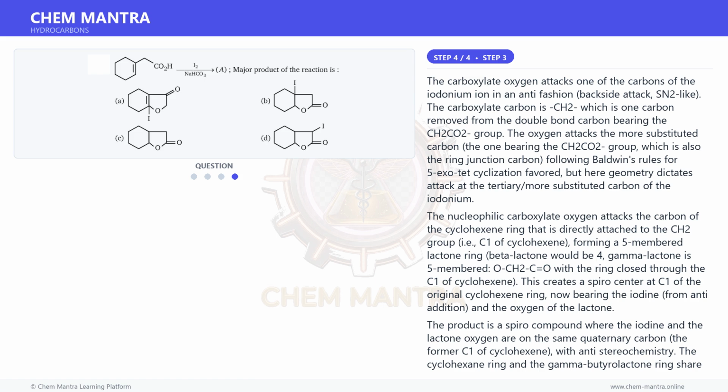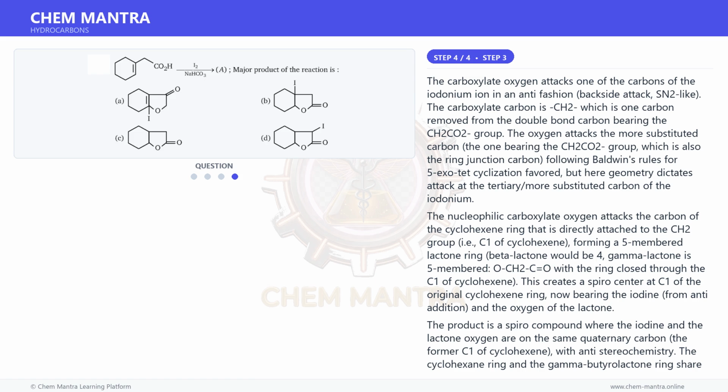This matches option B, a spirolactone with I at the spiro, quaternary, carbon, 5-membered lactone ring, and intact cyclohexane ring. Why other options fail? Option A shows a double bond remaining in the cyclohexene ring and iodo at the spirocarbon with an unsaturated bicycle. Iodolactonization consumes the double bond, so no remaining alkene is expected as the major product.